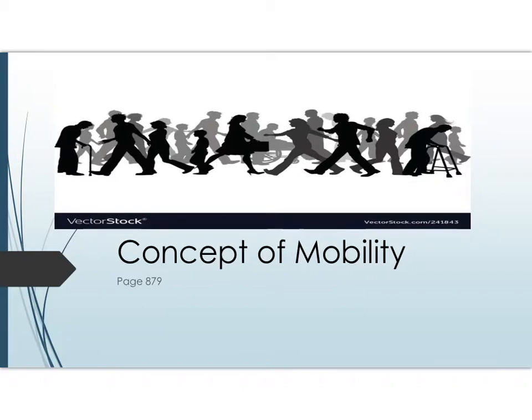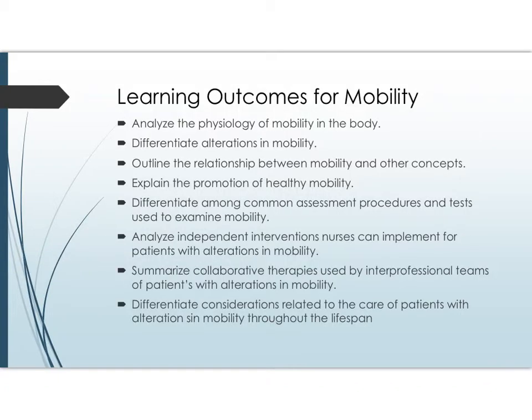There are many different issues that we can run into as a nurse when we are assessing someone who has mobility. We need to realize that we have to have participation from the skeleton, from the muscles, the joints, the ligaments, the tendon, and the cartilage. All have to be intact and working. Also on page 879, the learning outcomes for mobility. Take a minute and review these.